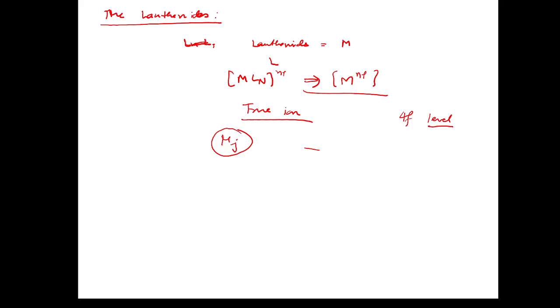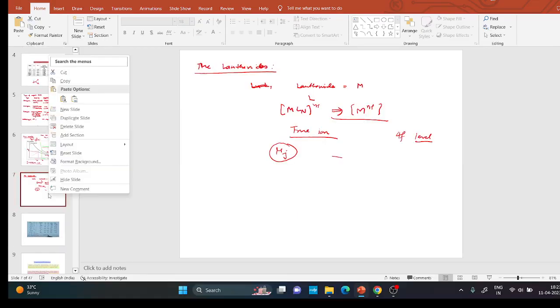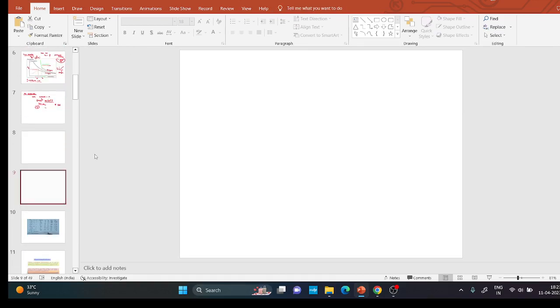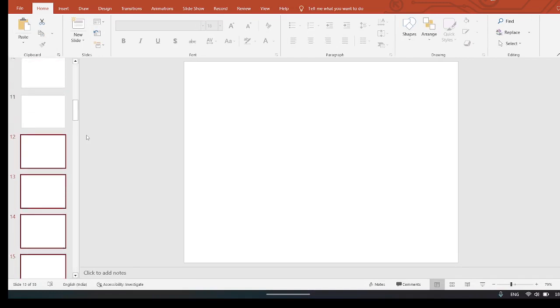So I will introduce one more slide. Okay, I will make one table for lanthanides, and then I will go to the 3d transition metals and their magnetic properties. So I will write the heading: magnetic properties of lanthanides.